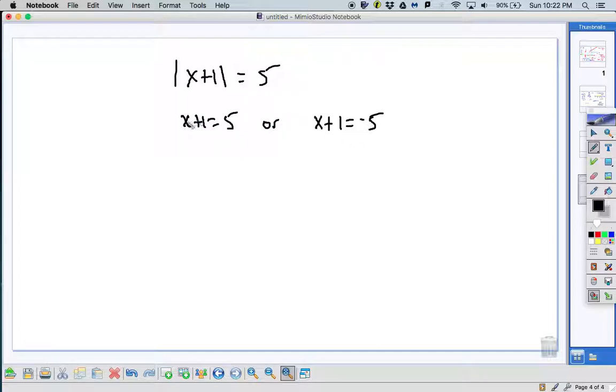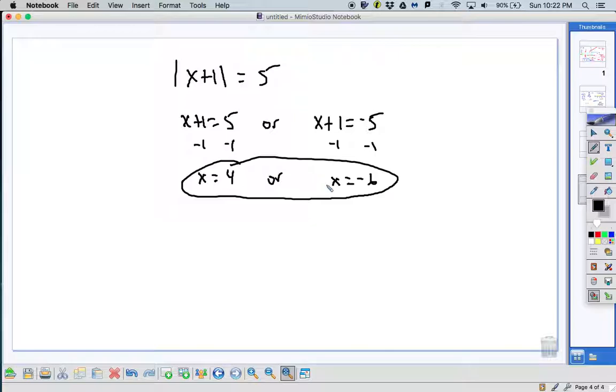So let's solve this one. x plus 1 equals 5. We subtract 1 from both sides, and you get x equals 4. Over here, we're going to subtract 1 from both sides, and now we get x equals negative 6. Remember, negative and another negative, you add them up, and it stays negative. So we have two answers, 4 and negative 6. And that's all you're going to do. So when you have absolute value, you should be having two answers, and the way we do it is we solve two separate arithmetic problems.